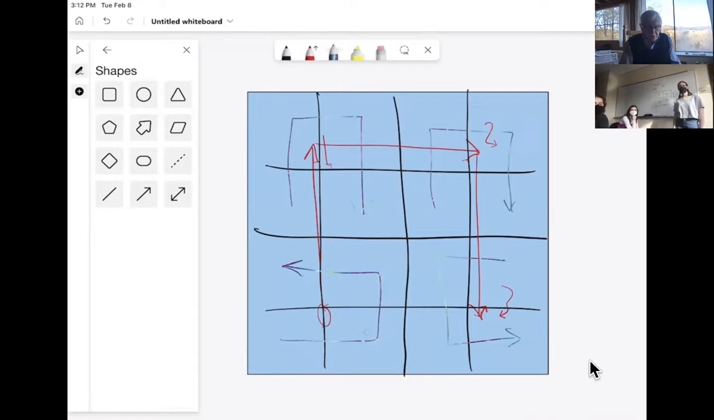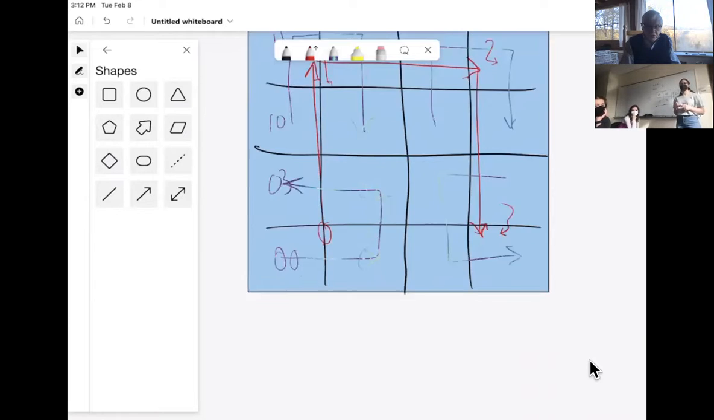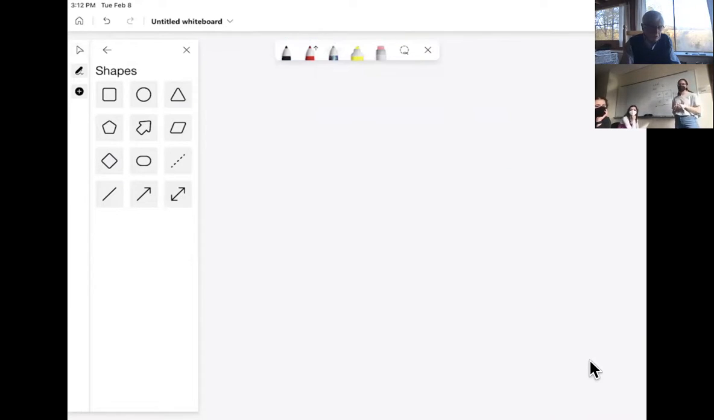And the arrow diagram actually determines the order 0, 0, 0, 1, 0, 2, 0, 3, 1, 0, 1, 1, 1, 2, 1, 3. Are we good here?